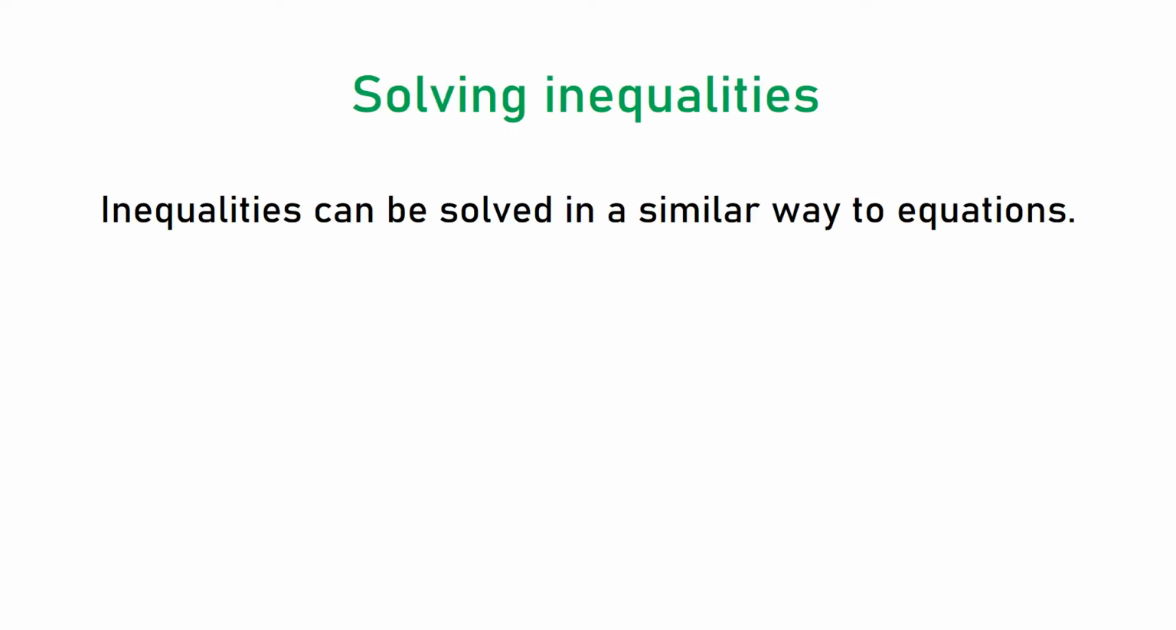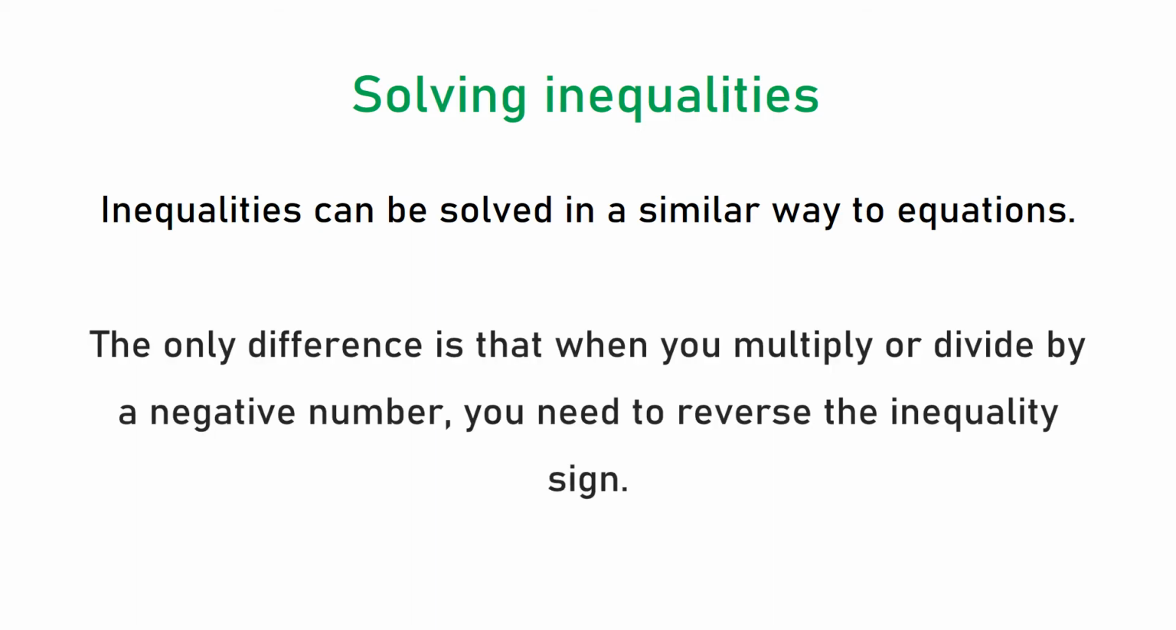So for GCSE, you might be asked to solve inequalities, and they can be solved in a similar way to equations. The only difference is that when you multiply or divide by a negative number, you need to reverse, so flip round, the inequality sign, and we'll come on to an example of that shortly.